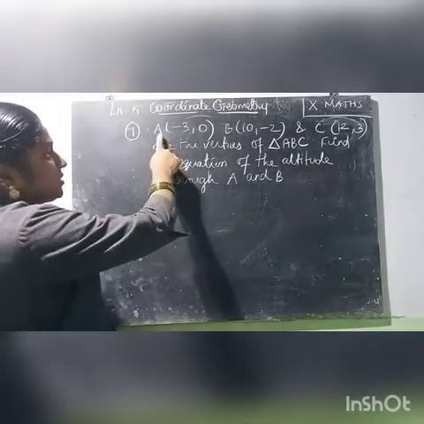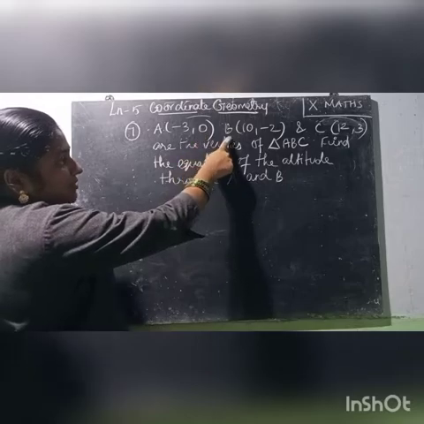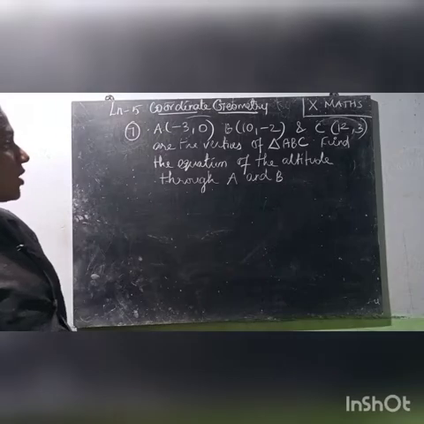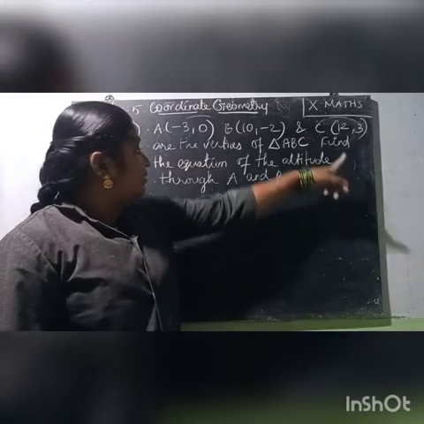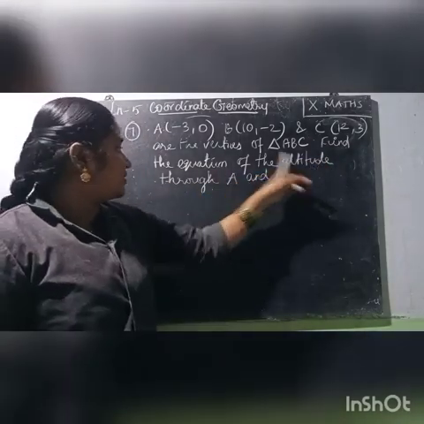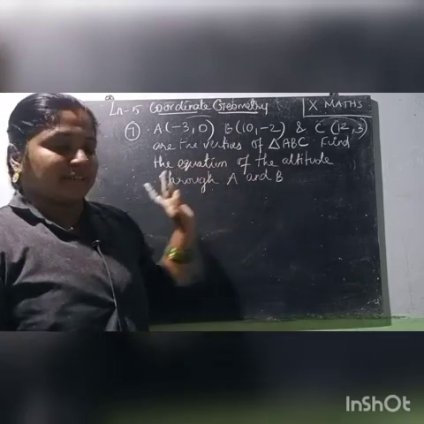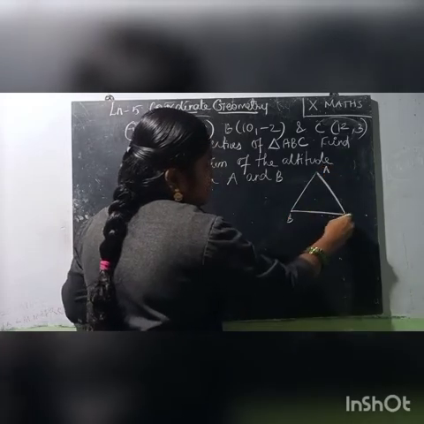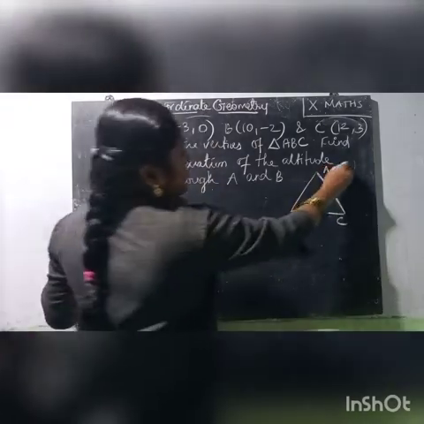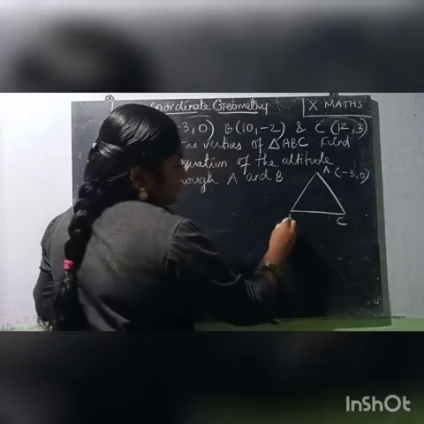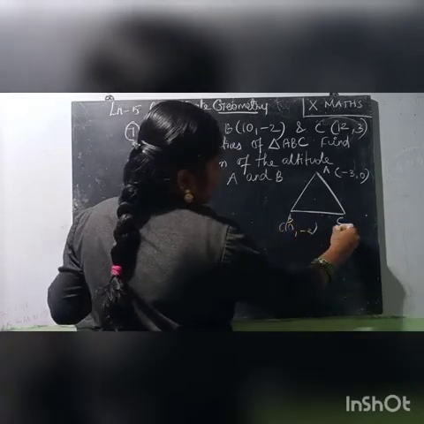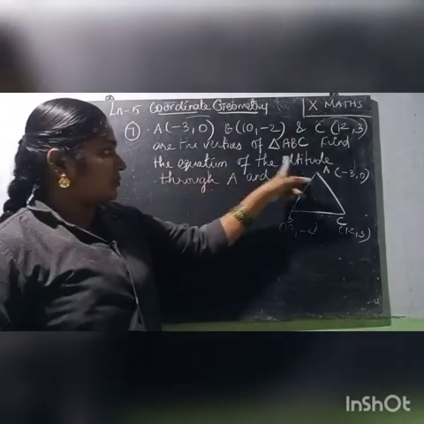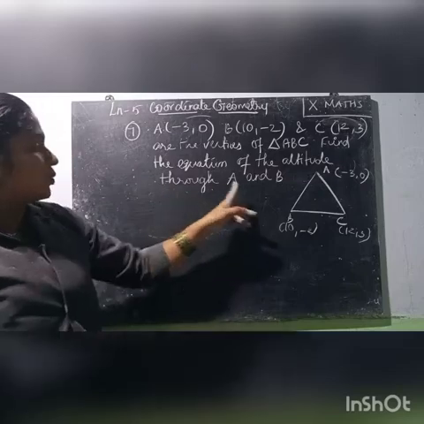See, seventh sum. Vertex A is minus 3 comma 0, vertex B is 10 comma minus 2, and vertex C is 12 comma 3. These are the vertices of triangle ABC. Find the equation of the altitude through A and B. Now we are going to find out the equation of the altitude through A and B.